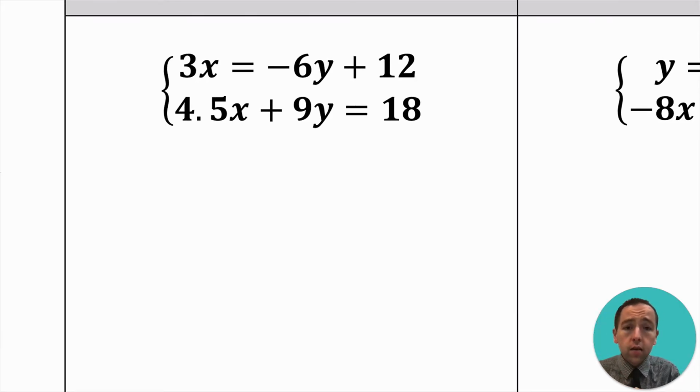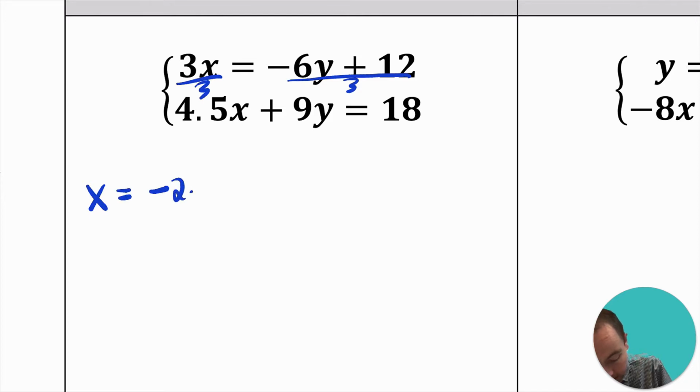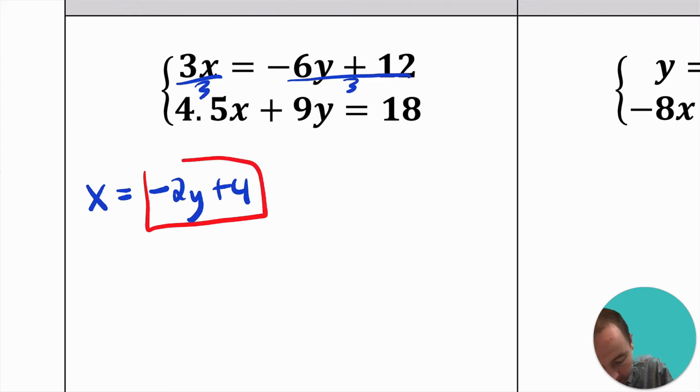So we're going to have to isolate a variable first of all. I'm going to try to isolate the x in that first equation, so I'm going to divide both sides by 3. That's going to give me that x alone is equal to negative 2y plus 4. Now that I've isolated the x, I'm going to take the negative 2y plus 4 and substitute it in for x into the other equation.